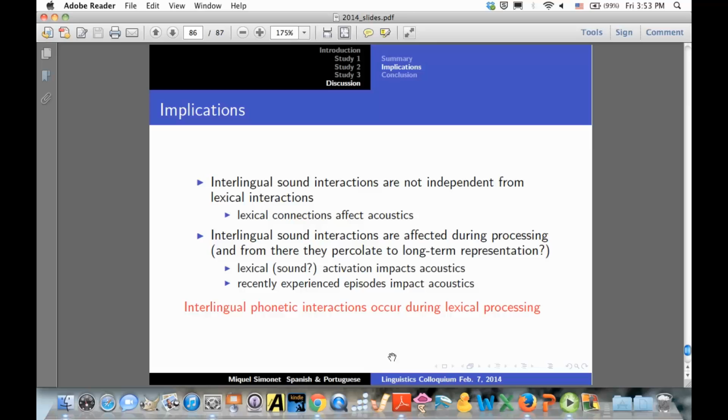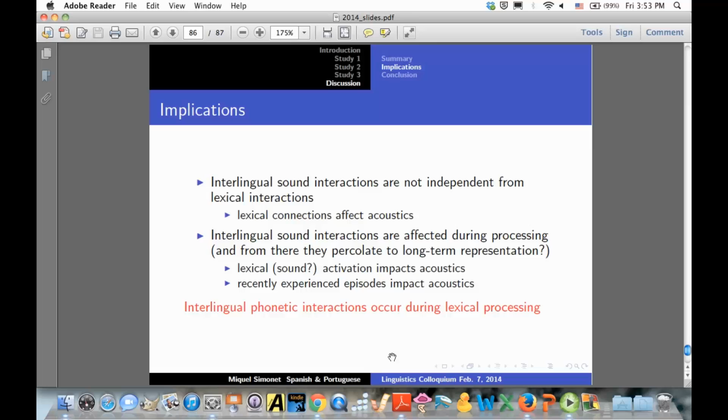And one way to see this would be that recently experienced episodes impact acoustics. I'm not advocating for an episode or experience-based model, but I think there's some role for that. And what I will conclude with is that interlingual phonetic interactions occur during processing, maybe lexical processing, why not?